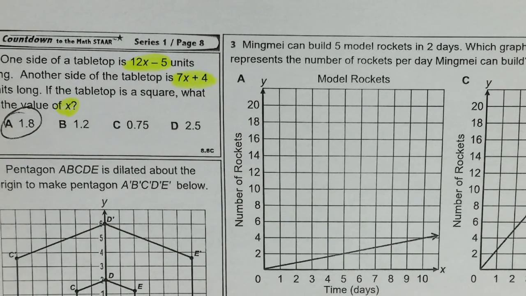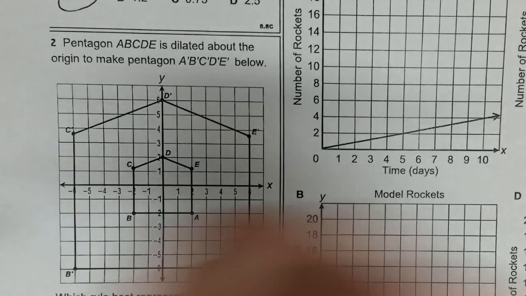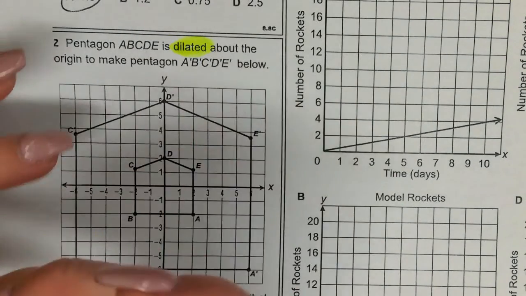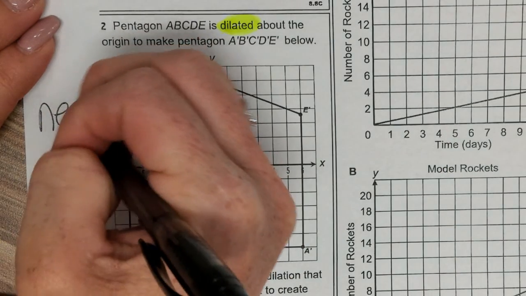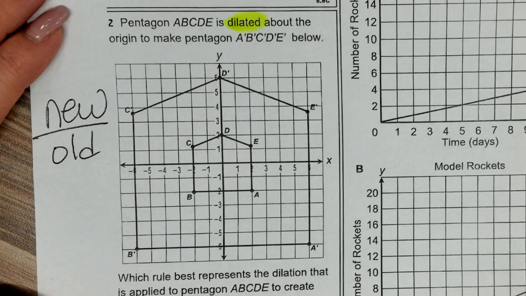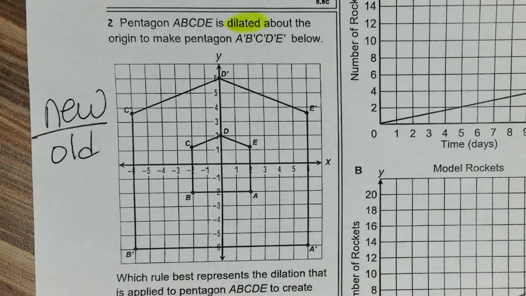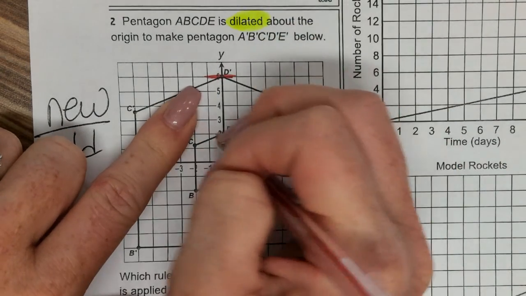All right, moving on to number 2. What was the clue word? So you knew that you had to do new over old. If you didn't write that down, write it down. Which one is the new shape? The one with the dashes. So this one's new, this one's old.